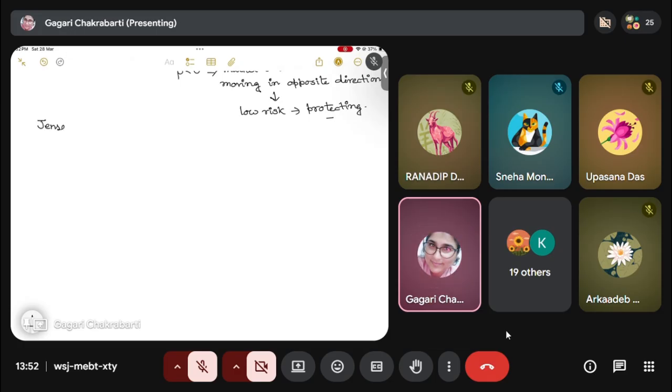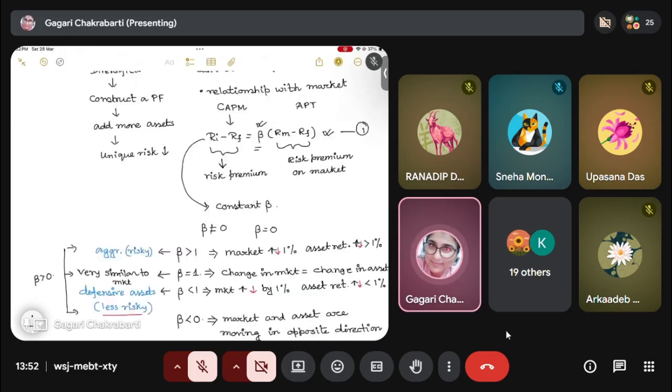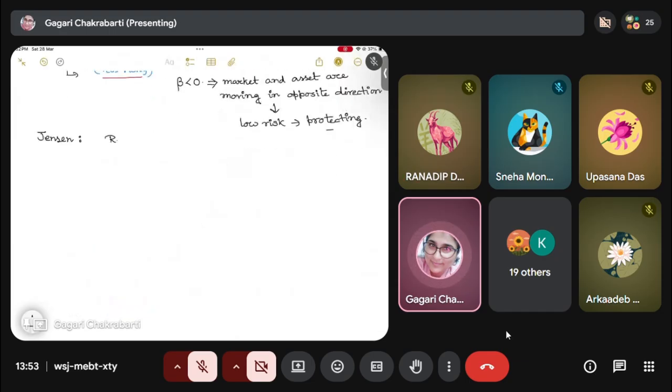Now, later on, this CAPM was modified by Michael Jensen, who introduced the concept of an intercept in the standard CAPM model. তো এই মডেলটা আমরা যখন এস্টিমেট করি, we estimate it without any intercept. However, Jensen pointed out that the model should include an intercept term, which he called alpha.